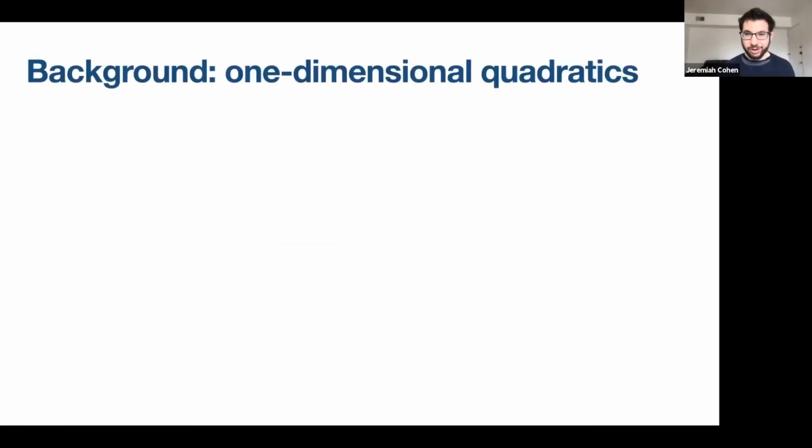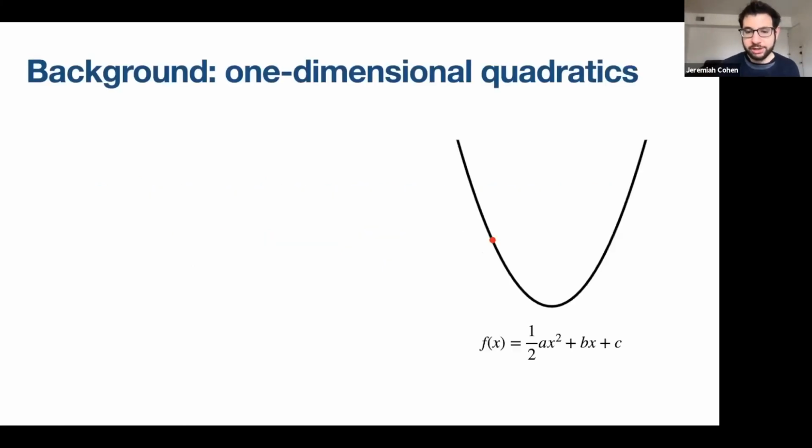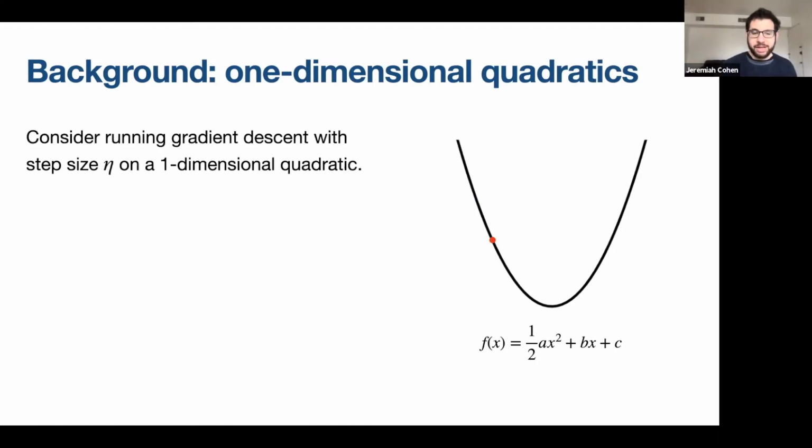Okay, so let's start with the one-dimensional quadratic objective. Let's think of an objective function of the form f of x equals 1/2 a x squared plus b x plus c, and assume that a is greater than 0. So it is just a smiley face parabola. Now consider running gradient descent with step size eta on this function, starting from the red dot.